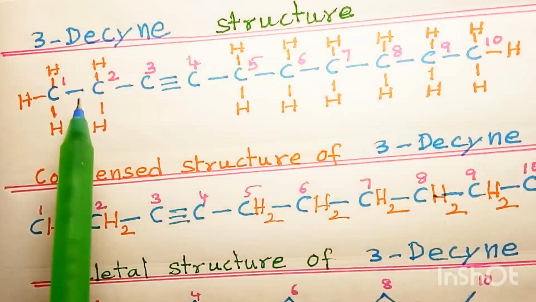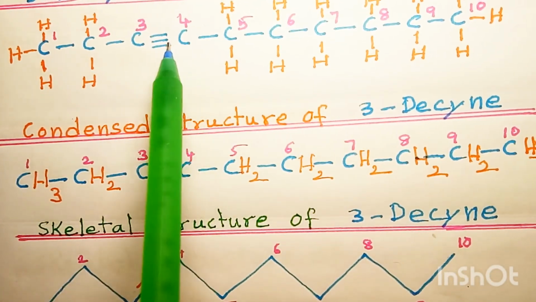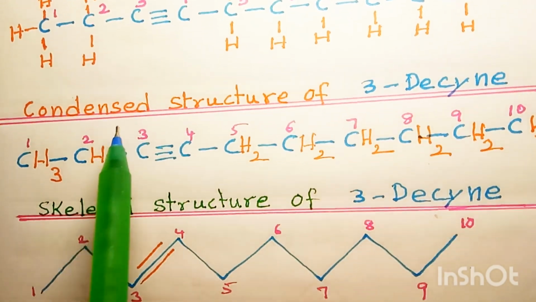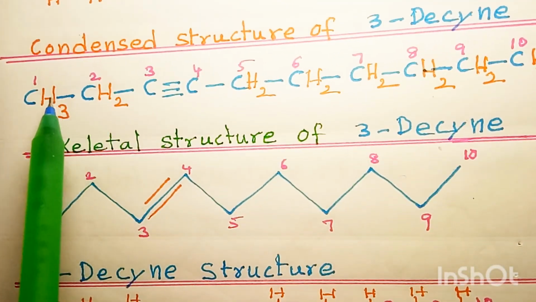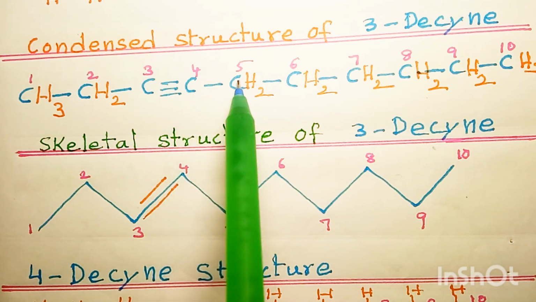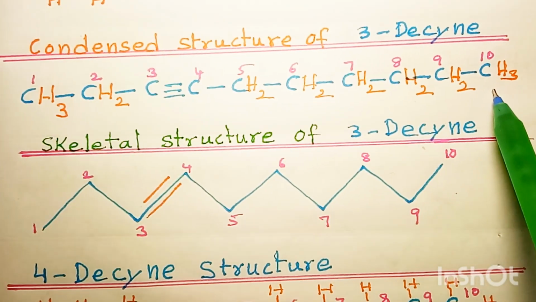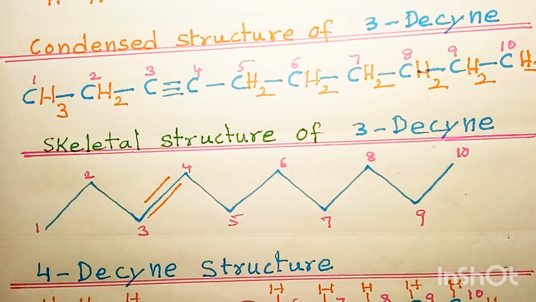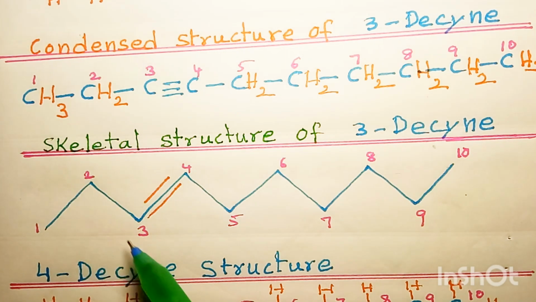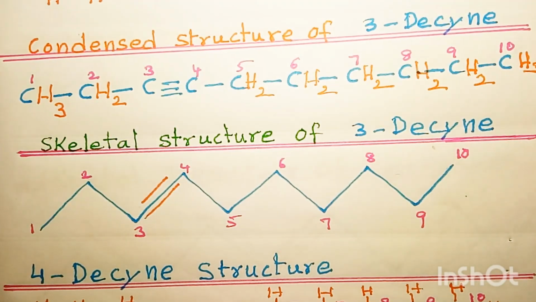Now let's see the 3-decyne structure. The triple bond will be between third and fourth carbon atoms, so it is called 3-decyne. The condensed structure of 3-decyne is like this: CH3 single bond CH2, single bond C, triple bond C, single bond CH2, single bond CH2, single bond CH2, single bond CH2, single bond CH2, single bond CH3. So there are altogether 10 carbon atoms and 18 hydrogen atoms. The skeletal structure of 3-decyne will be: draw a zigzag line up to 10 and add 2 more lines between 3 and 4. So this is 3-decyne.